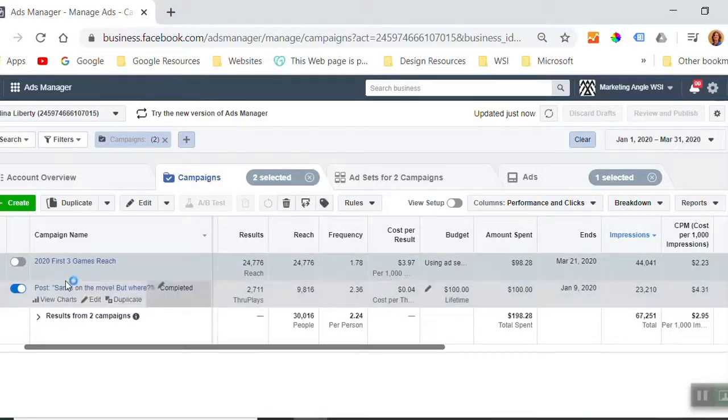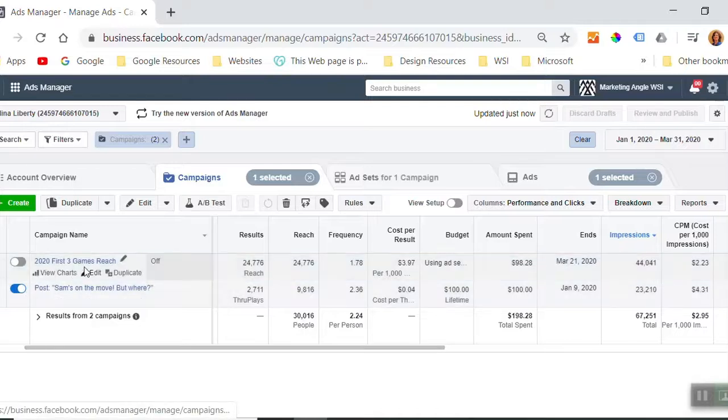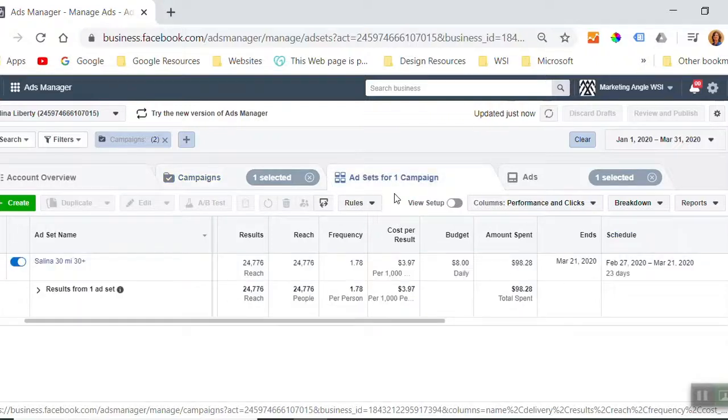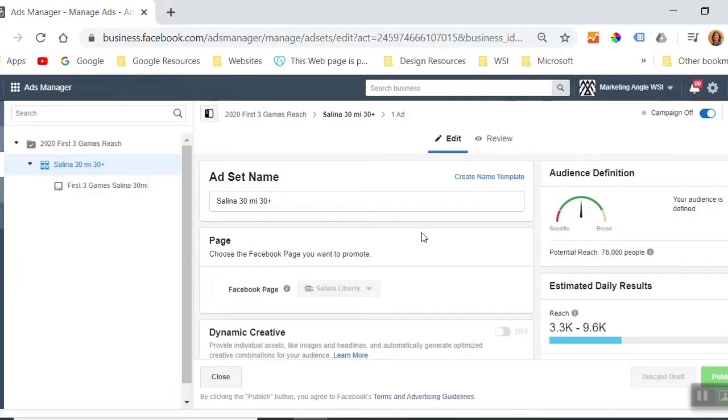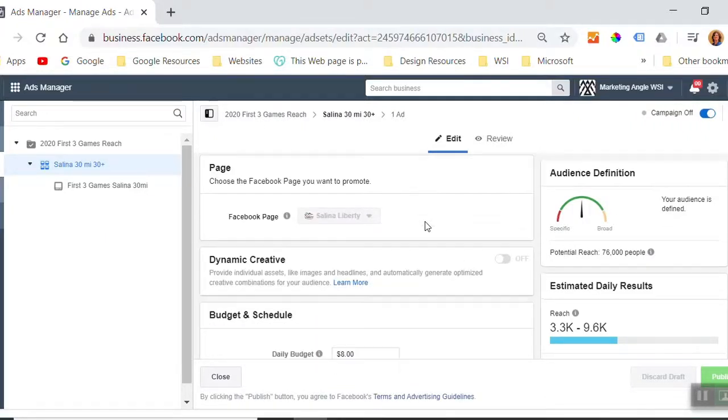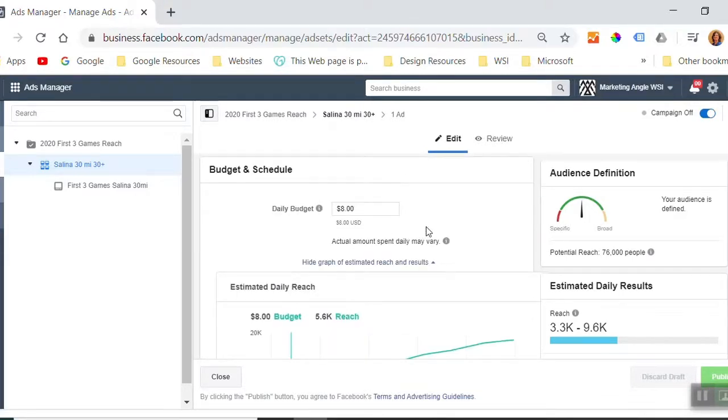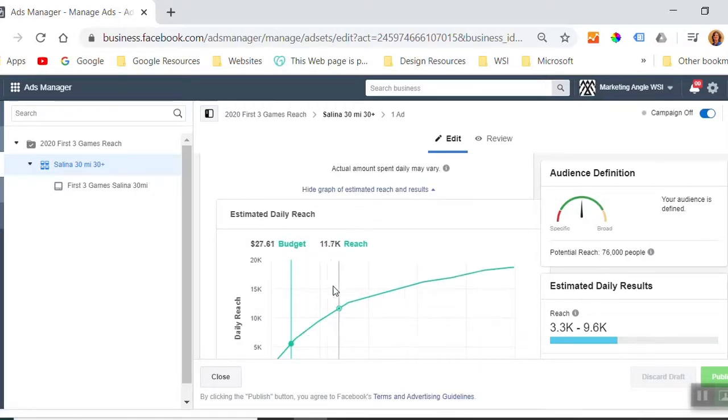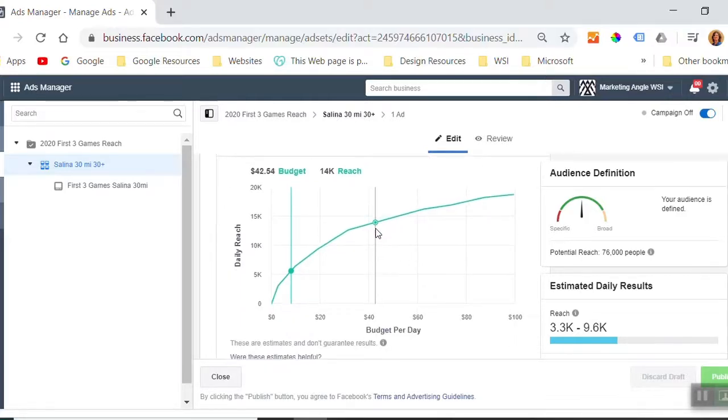In between, the thing that I haven't clicked on, I'll just go on into one of them, is the ad set. The ad set is your target. For this one, I'm targeting about the 30-mile radius around Salina. I drilled on in. I can see how many people it might reach. Make sure that it is going relevant to your page. And then I can see how much of a daily budget I want to spend out there. And I can see too that if I put more budget to the daily budget, how many more people I might have reached at that point.